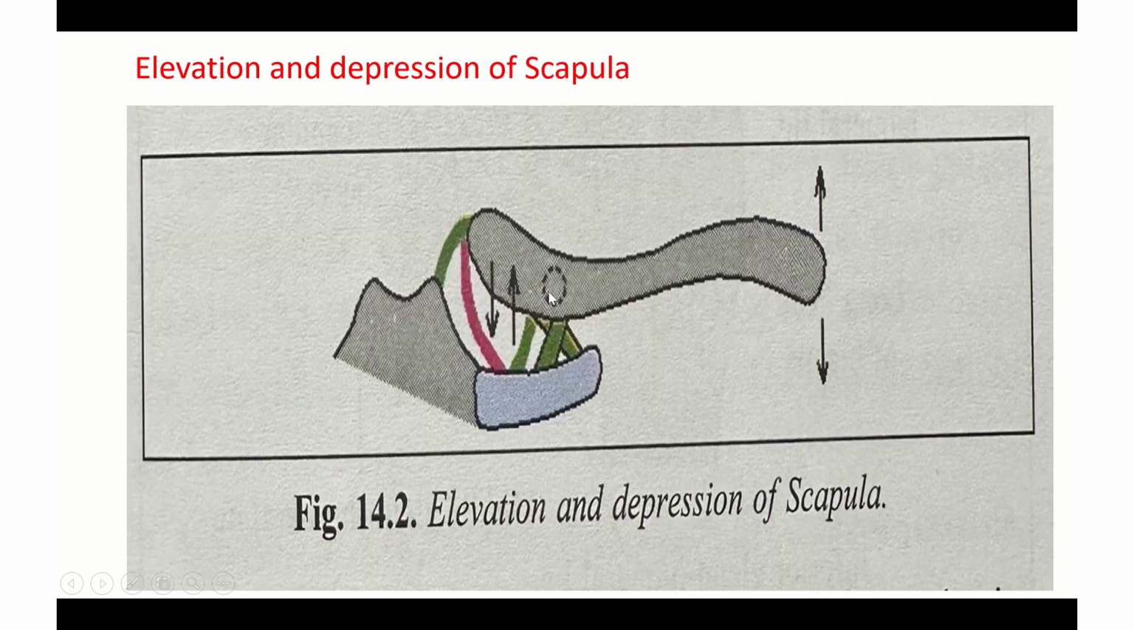And see, this is the axis. Above the attachment of the costoclavicular ligament, there is an anteroposterior axis around which this movement is occurring. Elevation and depression of the scapula is occurring. The scapula is being elevated and depressed. At the same time, the clavicle is also moving in accordance with the movement of the scapula.